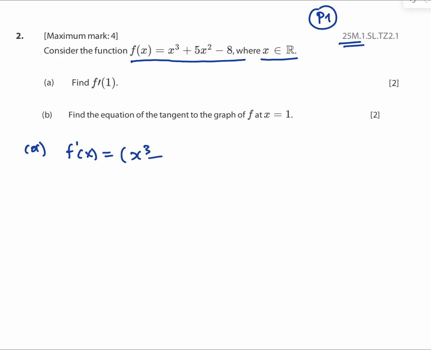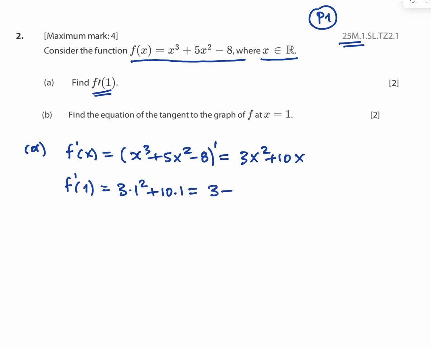Predominantly, this is a polynomial, so we're going to end up applying the power rule. So that's going to give us 3x squared plus 10x minus 1. And then to find the corresponding derivative at 1, we just substitute for x is equal to 1, and that's going to give us 3 times 1 squared plus 10 times 1. That's going to become 3 plus 10, which is equal to 13.